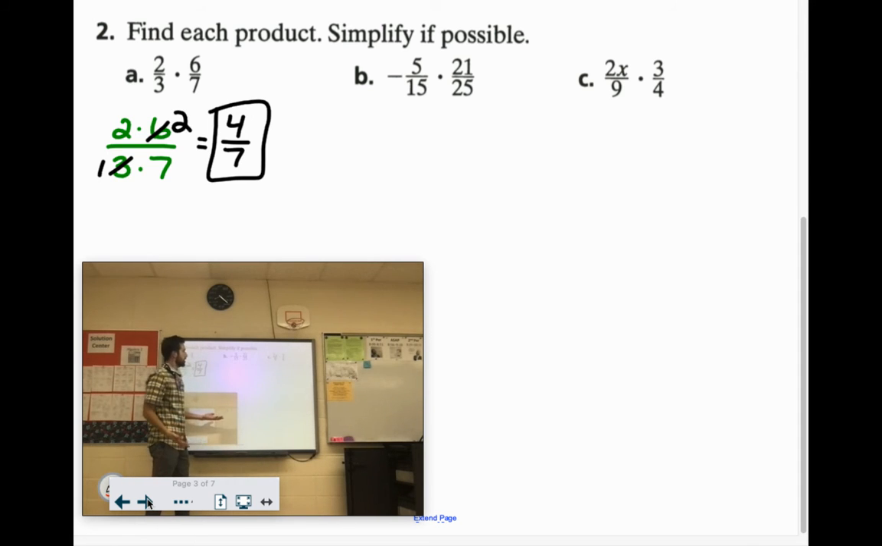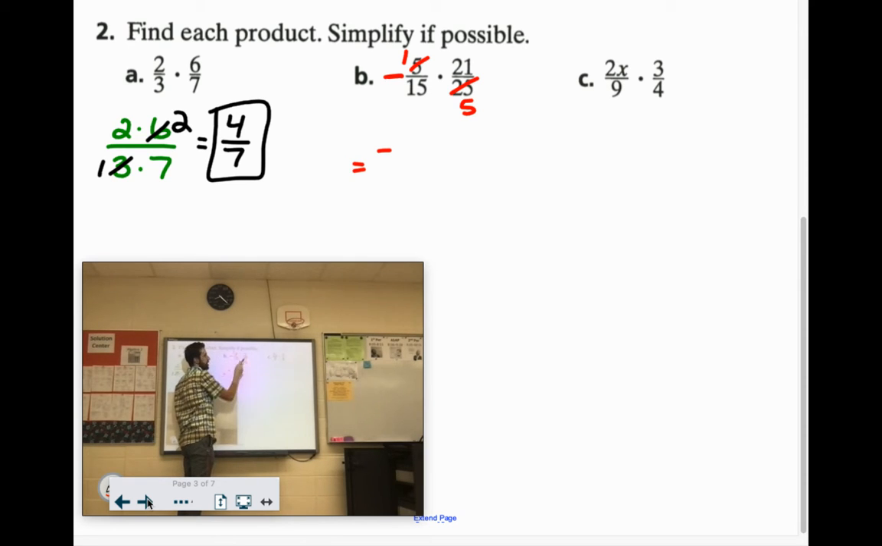Here, what do you see? 5 and 15, sure. Or 5 and 25. Let's do 5 and 25. And don't forget about this negative here. We know we have a negative times a positive, so we know our answer will be negative. 5 goes into 5 one time, 5 goes into 25 5 times.